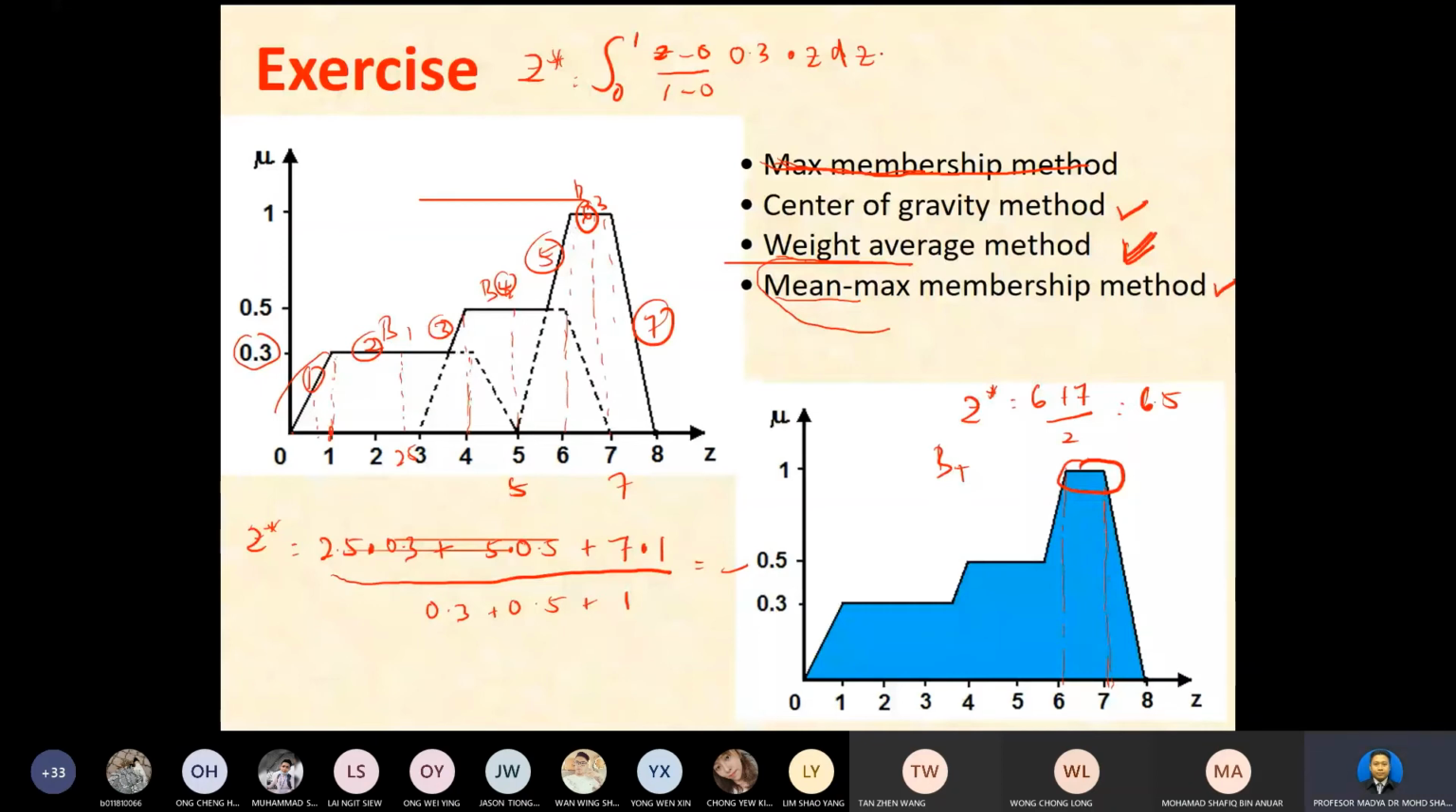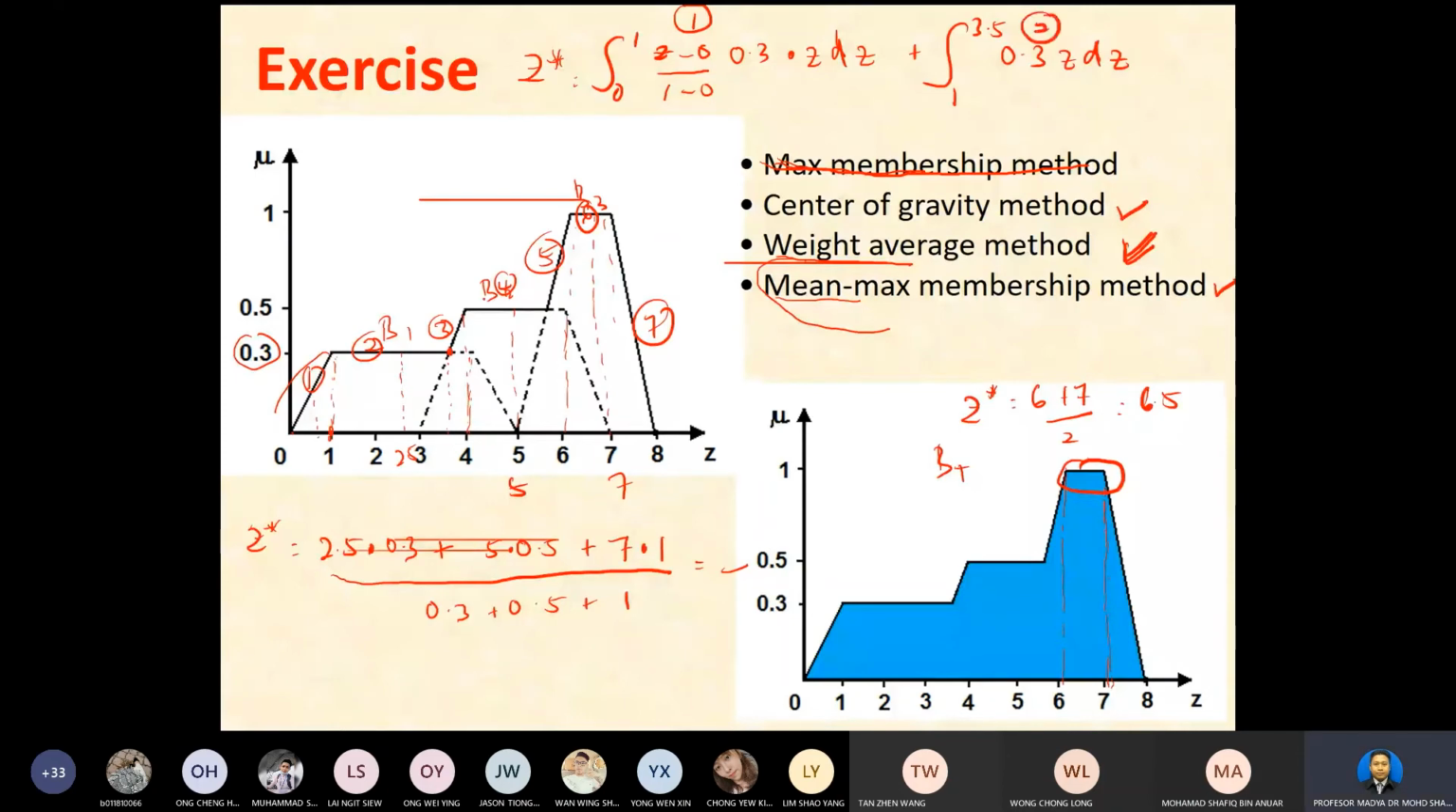Equation number 2 will be here. It will be constant, plus integration from this point to this point, maybe 3.5, from 1 to 3.5. So the membership value is 0.3, z dz. This is for equation number 2.